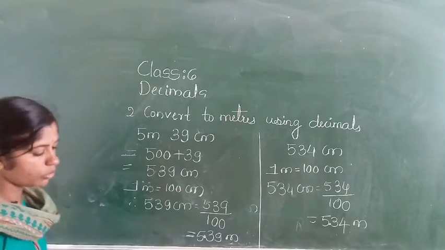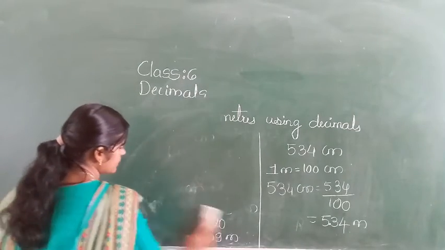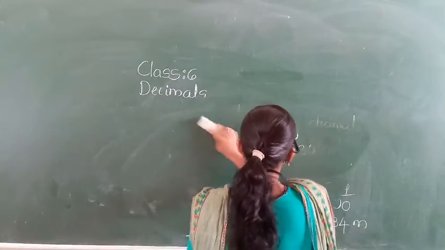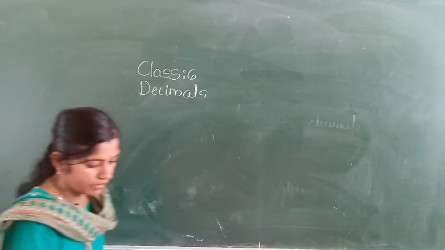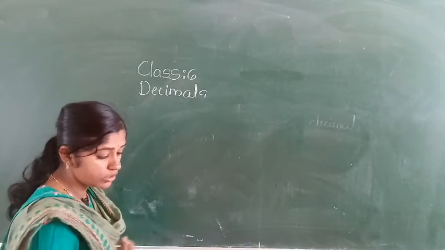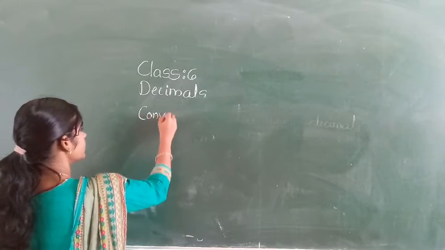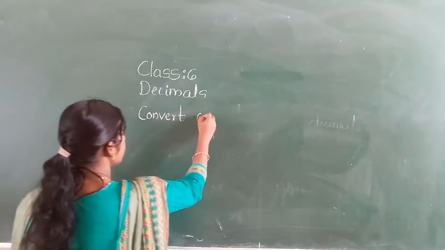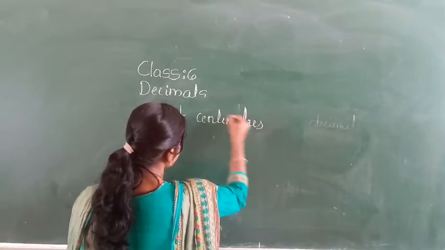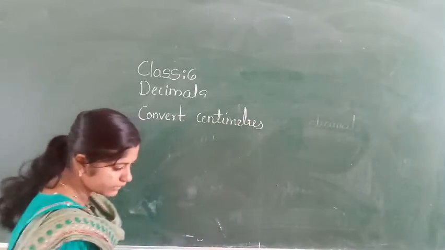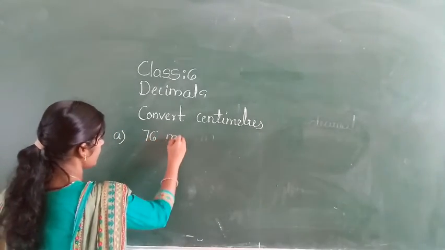Next, one more question is there here. Third main, very important examples. Third main: convert to centimeters using decimals. The question is there, and the first question, see here, 76 mm.